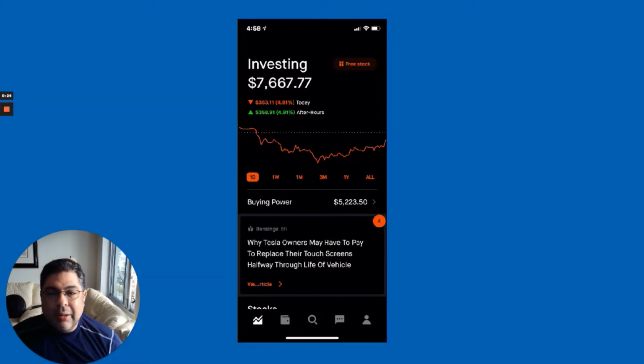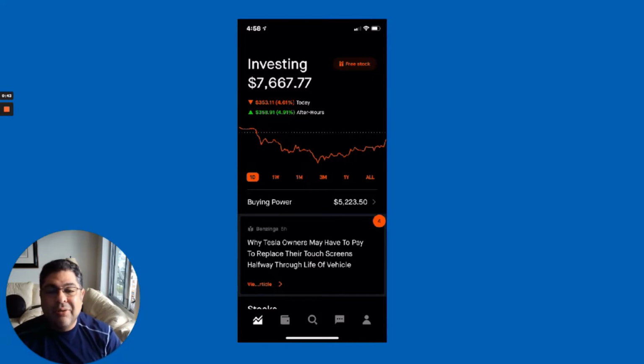So I have the app open right now, and it's mirrored on the screen. Okay, so I'm going to start from the very top. When you open your app, basically you have something that says investing.